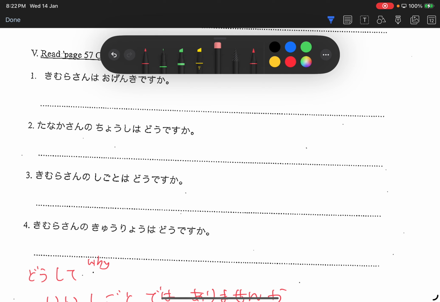Okay, so this is for the lesson 4 homework. Any questions? No questions, then we take a short break. Come back at 8:30.